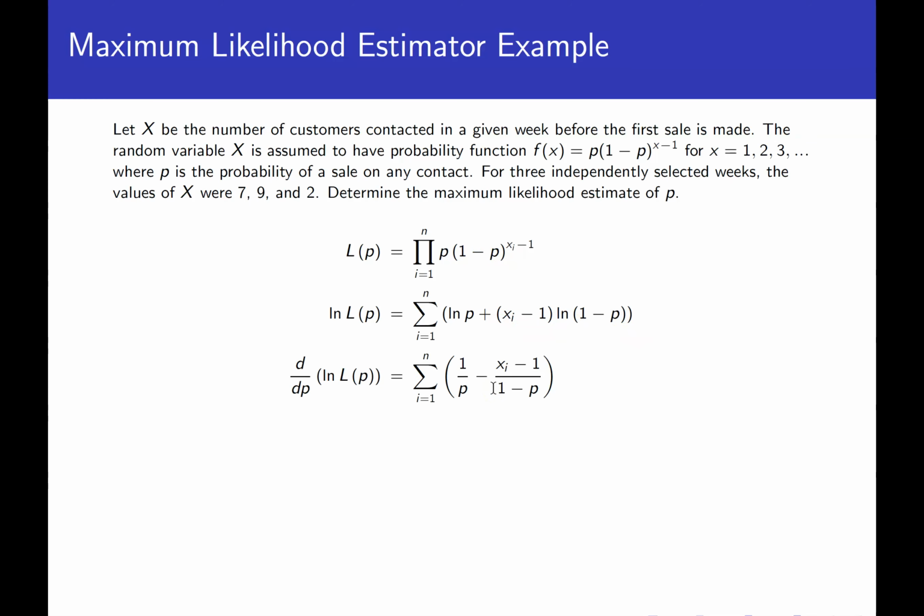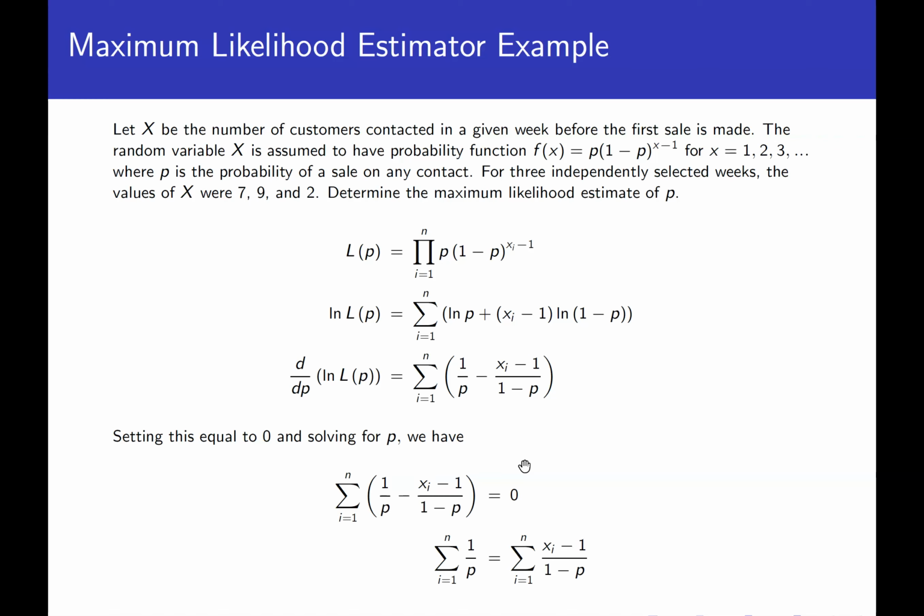Differentiate with respect to P. The derivative of log P is 1 over P. The derivative of log of (1 minus P) is 1 over (1 minus P), but then we have to take the derivative of the inside by the chain rule, so that's where the minus sign out in front comes in. So we have minus (X_i minus 1) over (1 minus P). Again, we're trying to maximize this, so we set it equal to 0 and solve for P. Break up your sum over the difference and move things over to the other side.